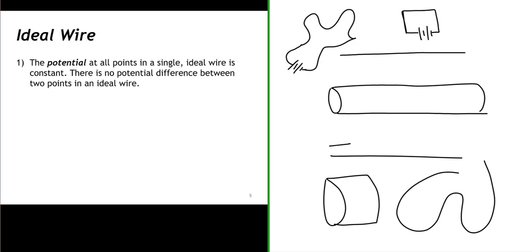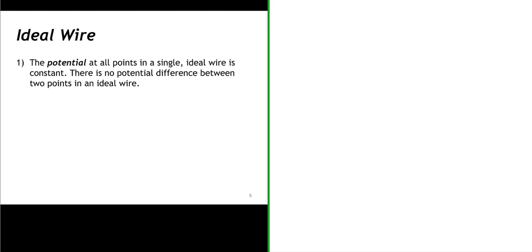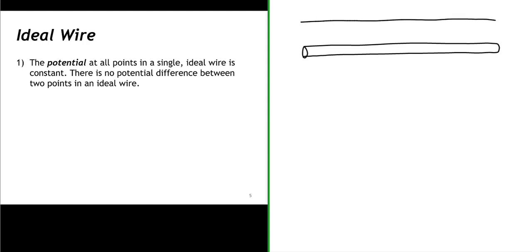So some very important properties of ideal wires. The potential at all points in a single ideal wire is constant. In other words, there is no potential difference between 2 points in an ideal wire. So let's take an ideal wire. I'm going to give it a size and a shape just for illustration purposes. But again, remember, we could just use a simple line. Now, this ideal wire, we said that the value of electric potential is the same at all points in this wire.